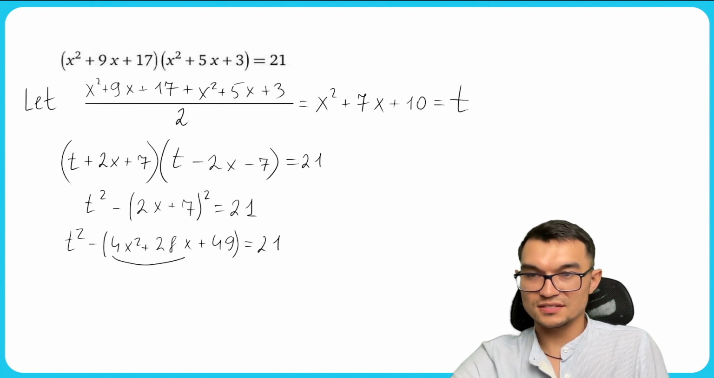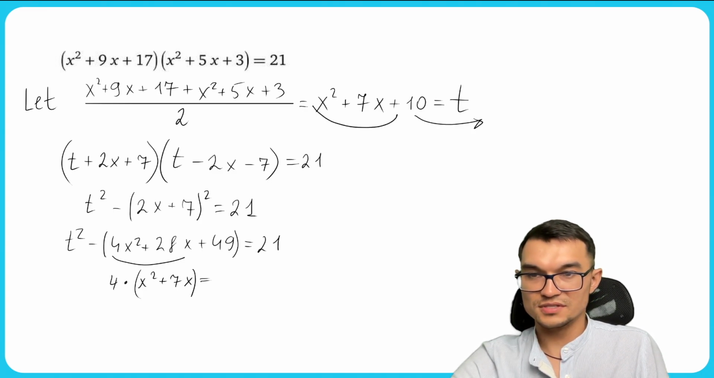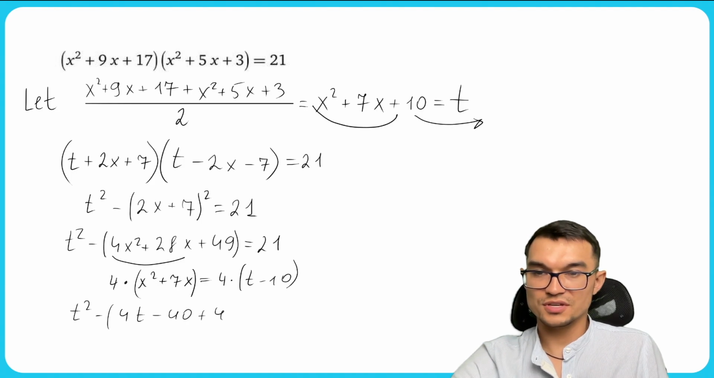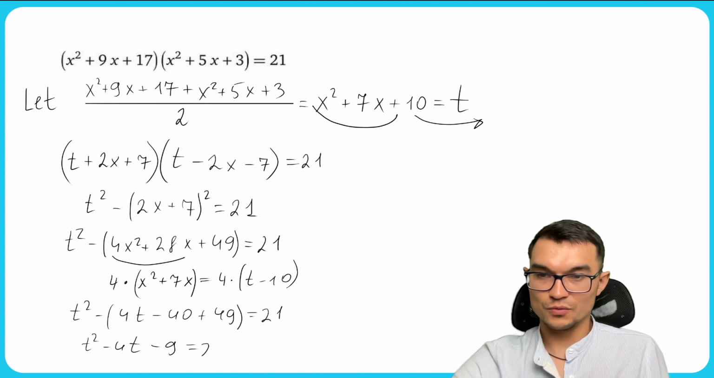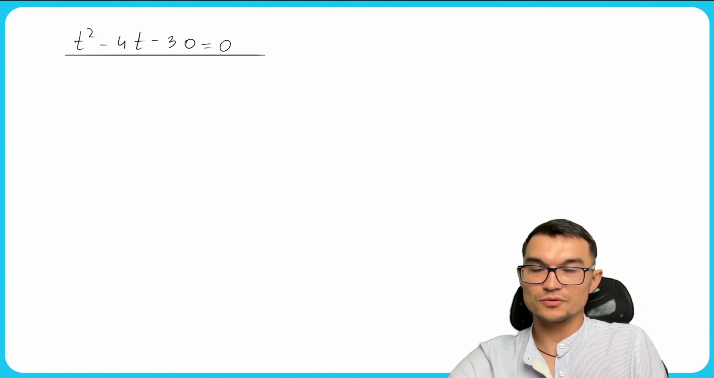So this is 4 times x squared plus 7x, which is t minus 10. So it's 4 times t minus 10. So we have t squared minus 4t minus 40 plus 49 equals 21. T squared minus 4t plus 9 equals 21. And we finally have got t squared minus 4t minus 12 equals 0. And that is a basic quadratic equation.